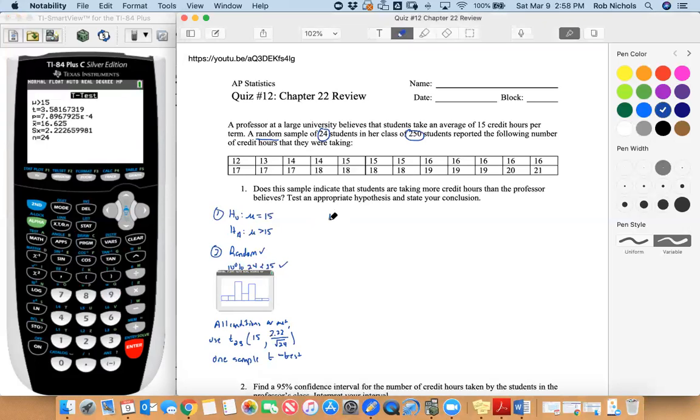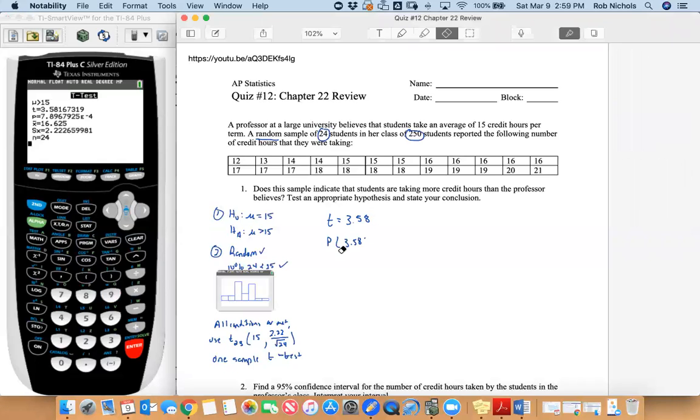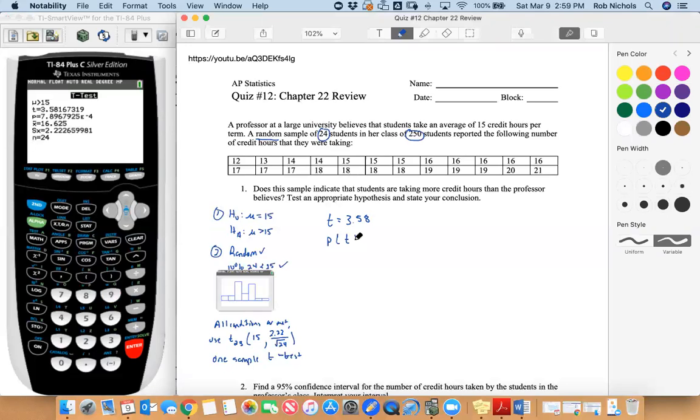Now I'm going to write my t critical value. You should always write that where possible. My p-value, you can write that: the probability, which is your p-value, that t is greater than or equal to 3.58, t sub 23, is going to equal 0.0008. That's when you move the decimal place over 4 points.